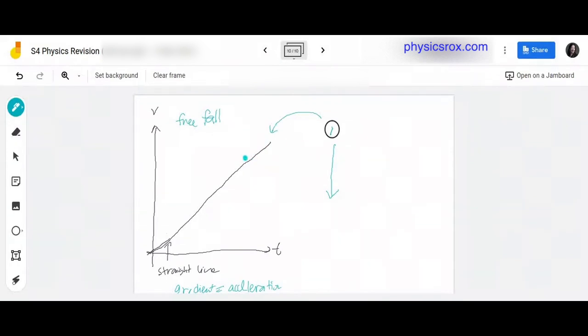Do you understand or not? Again, velocity-time graph, gradient is acceleration. So if it's a free falling graph, that means the gradient is the gravitational acceleration. Does that make sense?